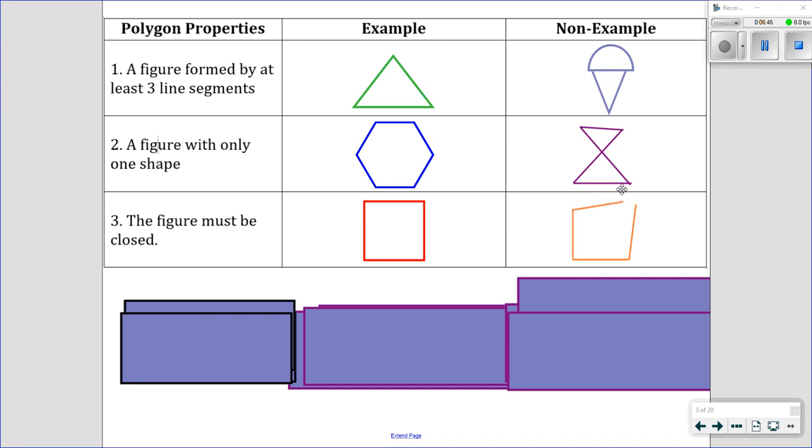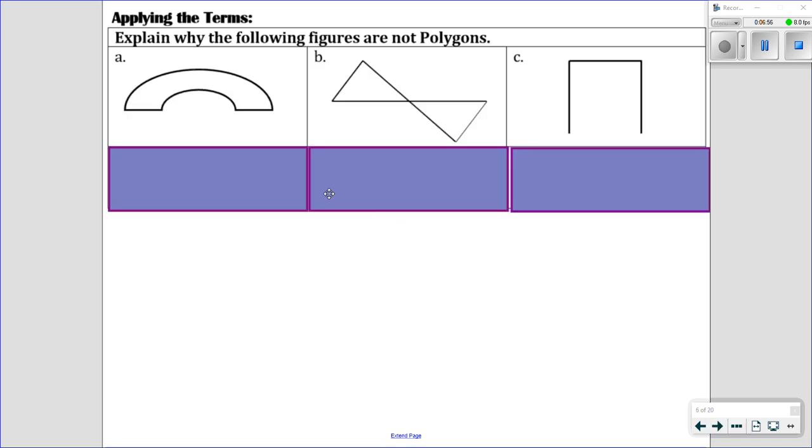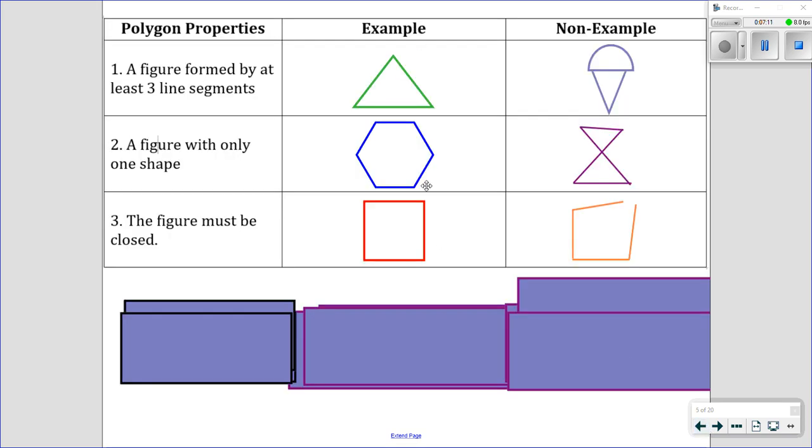So you need to have at least 3 lines put together to create the shape. It has to be one shape, and it has to be closed. Now, we have 3 different types of shapes, and it says, explain why the following figures are not polygons. Let's look at this. Why is this not a polygon? What makes this different from what we saw in these examples?